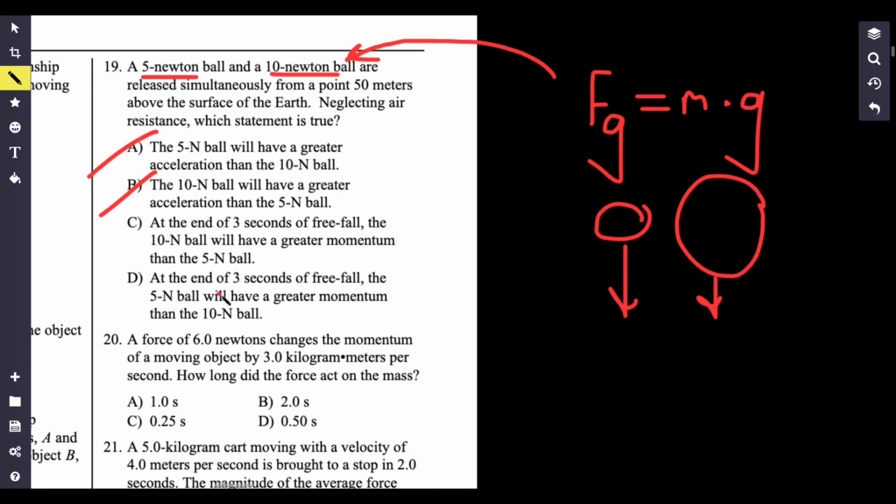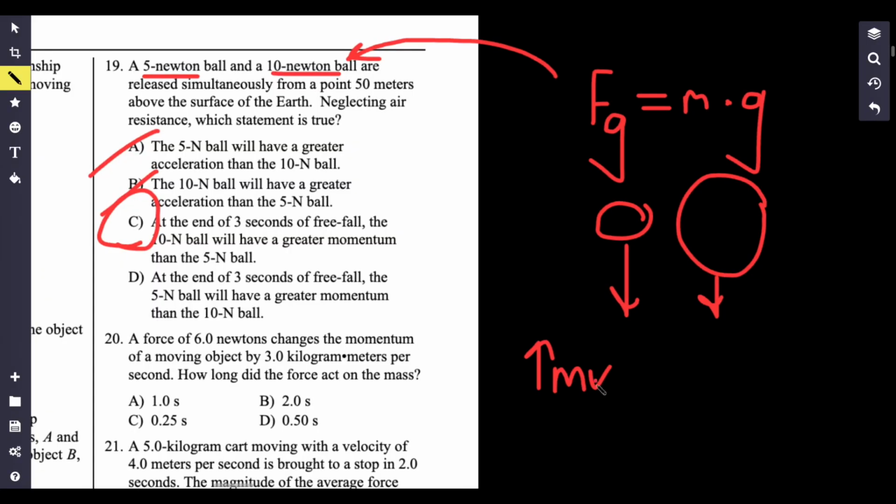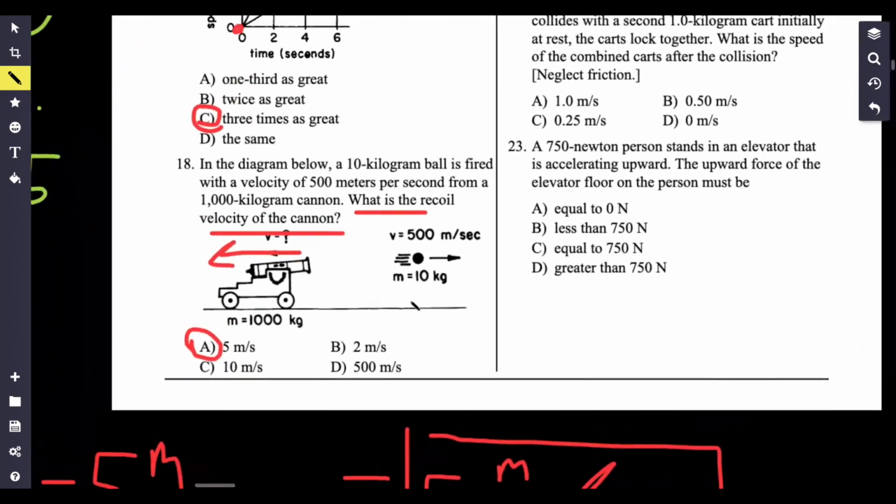And oh, now they're comparing their momentums. So which one of these objects is going to be harder to stop? The bigger object or the smaller object? Well, momentum is comprised of the mass times the velocity. So of course, bigger mass, bigger momentum. And this is why the answer choice is C for number 19. The bigger object simply has more mass, so therefore more momentum, okay?